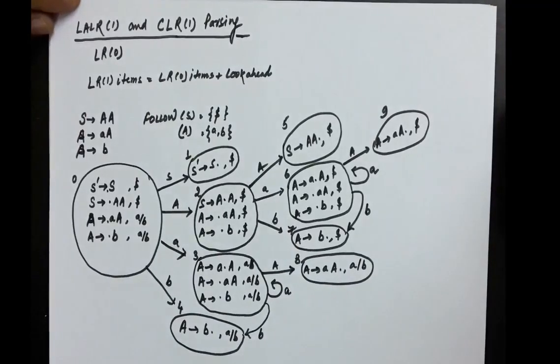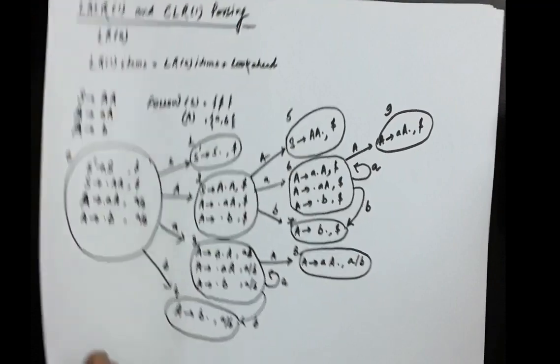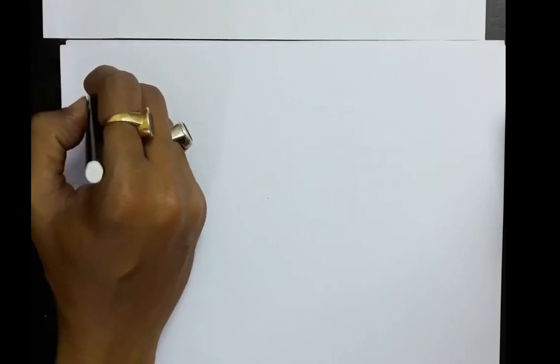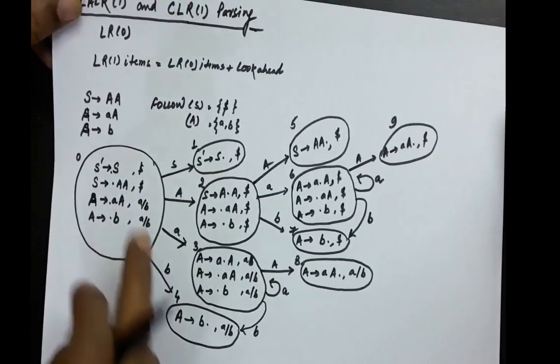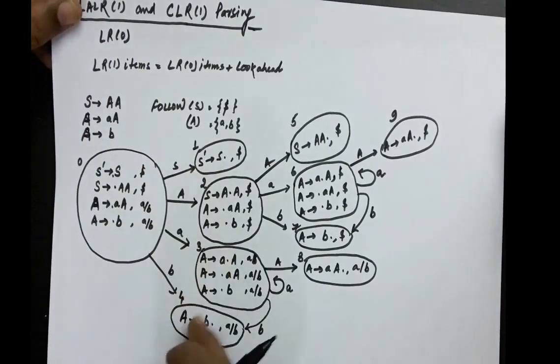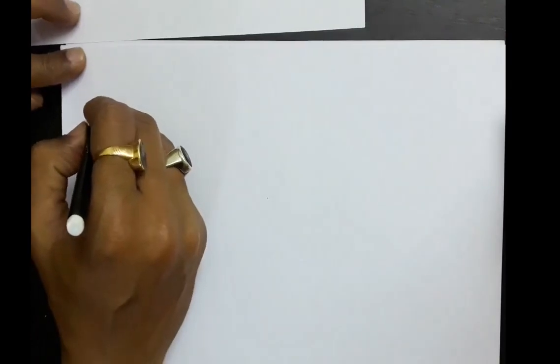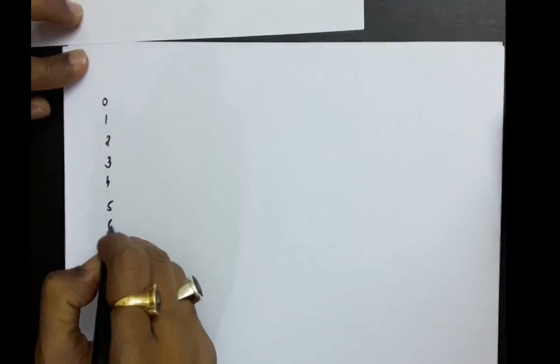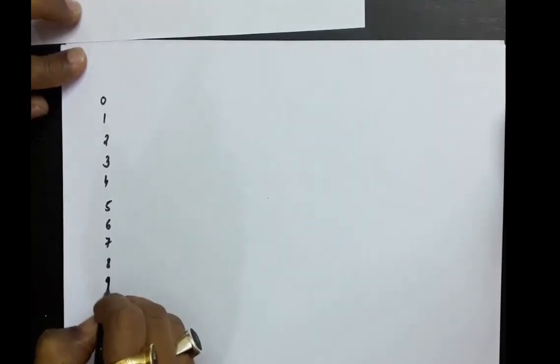Now you will have to make the state table, transition table for this. So let's make a transition table, or the parsing table, not the transition table, but the parsing table. And for this parsing table we have the states. You can see that the states here are 0, 1, 2, 3, 4, 5, 6, 7, 8 and 9. So we are making the states 0 through 9.